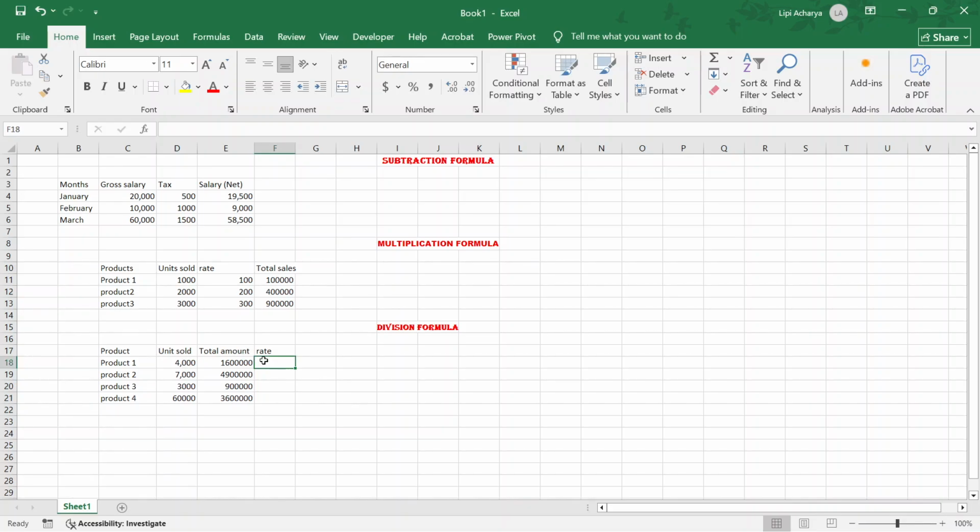Now simply you have to write equals to first bracket. Now total amount big number, division sign, units sold, bracket close, enter. You will get the answer. Okay, and now if you want the others, drag it and you will get the answers. So this is the thing. This is subtraction, multiplication, division, and previously I told you about the addition formula, 3 methods.